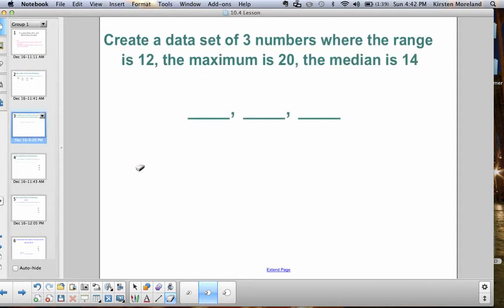Alright, I want you to pause the video and try the next one on your own. So it says create a data set of 3 numbers where the range is 12, the max is 20, and the median is 14. This one is even easier than the last one.